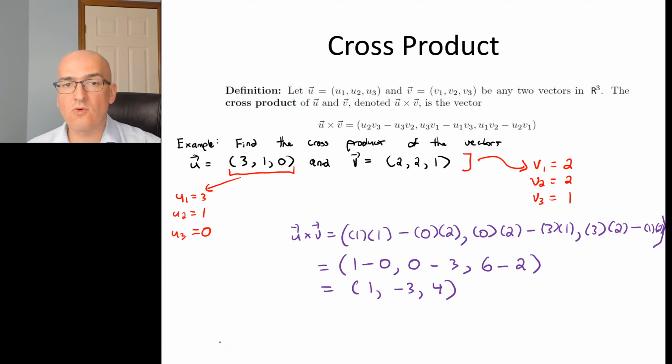Lots of things can go wrong when we do this. For example, I may have miscopied some numbers. I may have thought I put v2 and I accidentally put u2, or I accidentally put v3. I could also make a mistake multiplying. I can make a mistake adding or subtracting. Fortunately, there's a way that you can check your answer.